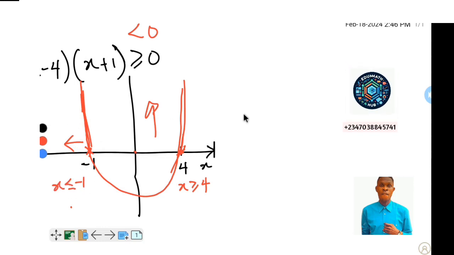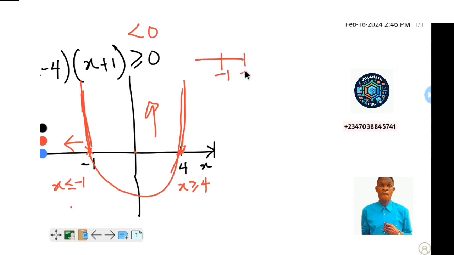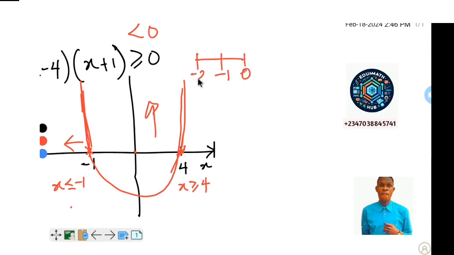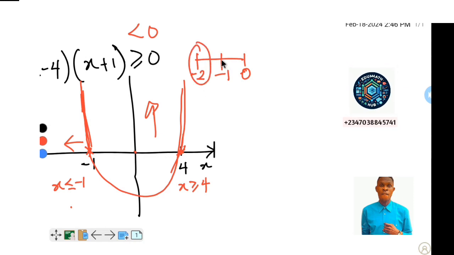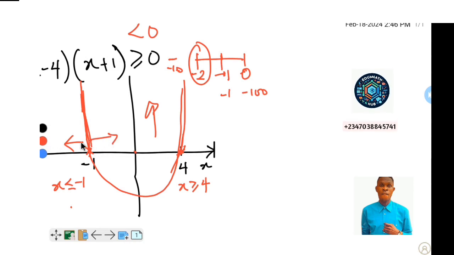Don't forget that if you have your number line like this, and here is 0, and here is -2, for example, this -2 is less than -1. Don't forget, it's less than -1. Even -10 around somewhere here is less than -1. -1 is bigger than -100. So don't forget, take note. So this part is less than, this part is greater than.